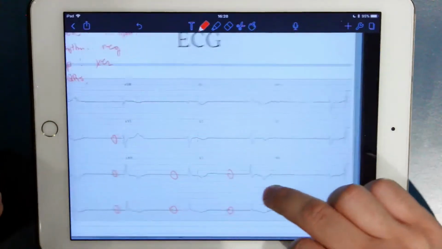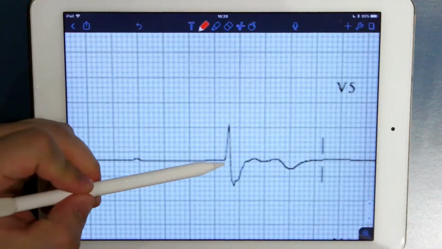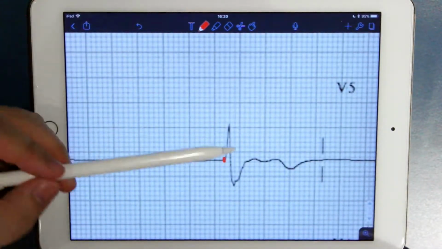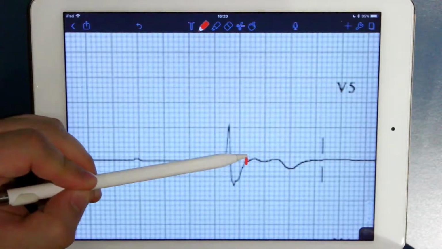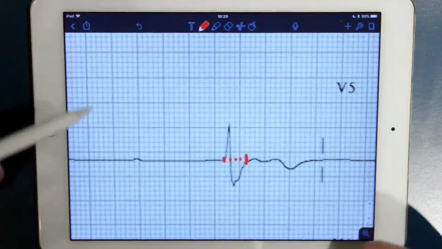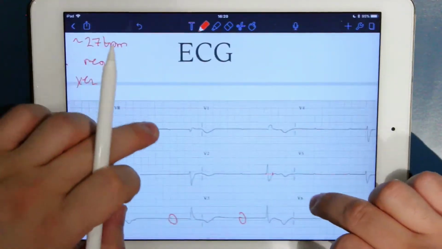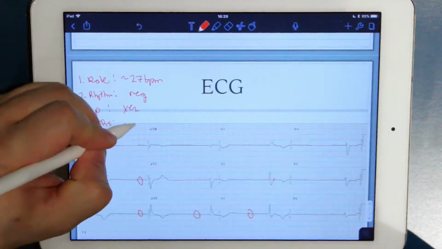QRS. You can take any QRS here. We'll start at the beginning of the QRS wave and go to the end. And we count 1, 2, 3, 4. Now 4 is larger than 120 milliseconds. 4 is about 160 milliseconds, so we'll call this wide.